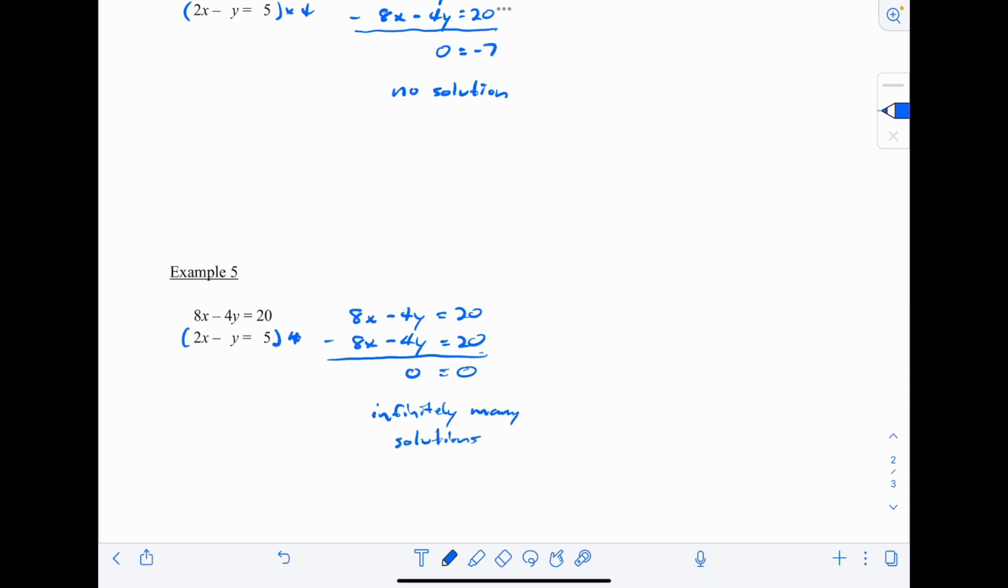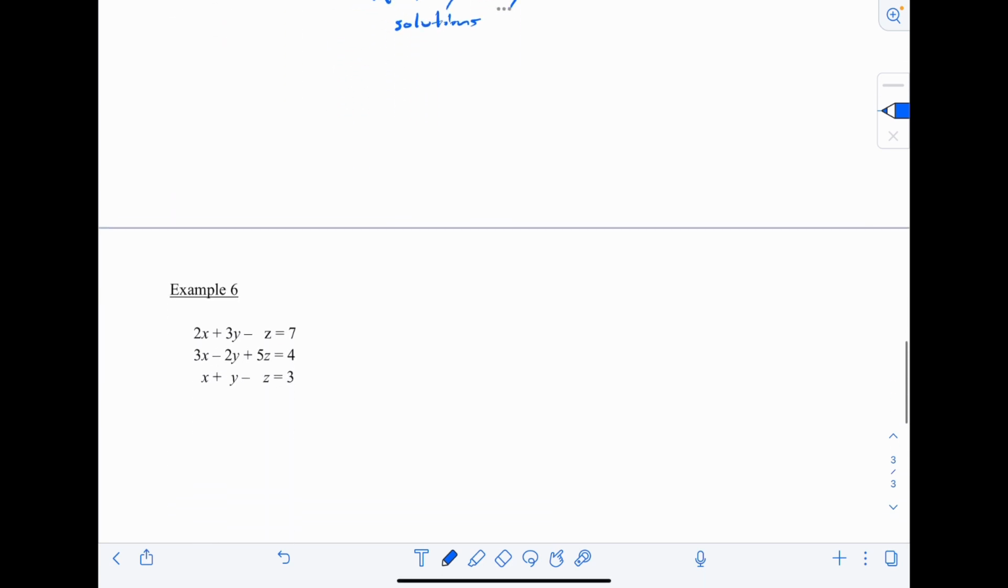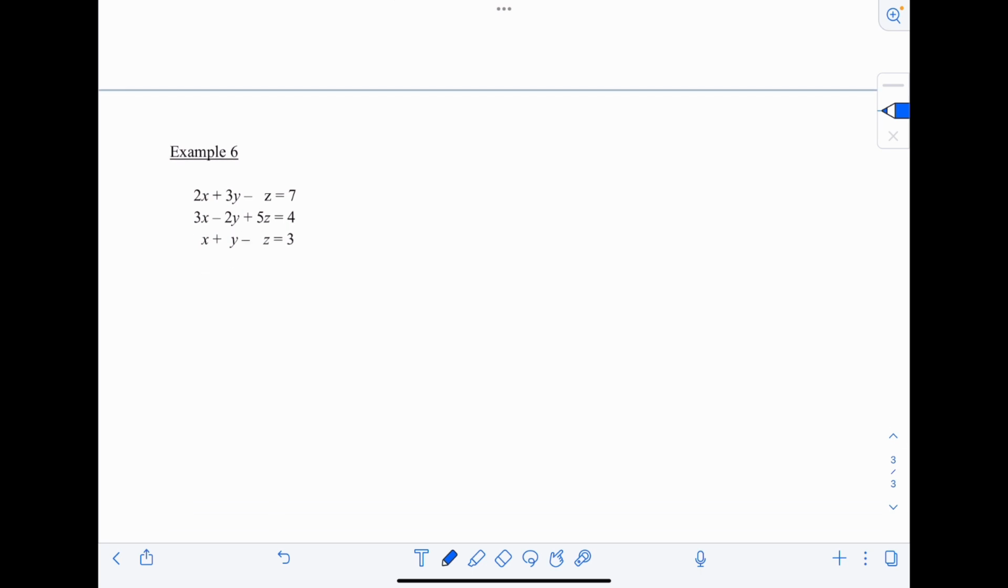All right, so wrapping this lesson up, we're going to do a three equation system now. So we've got three different variables, x, y, and z. The process is exactly the same as we did before. We're going to try to eliminate variables. In this case, though, if you've forgotten how to do this, we're going to use two equations at a time, in each case trying to eliminate the same variable.